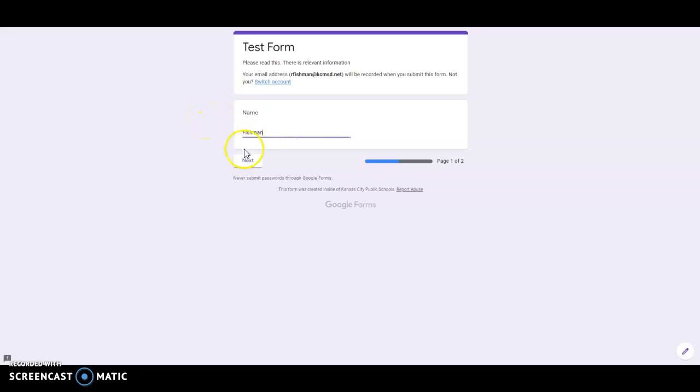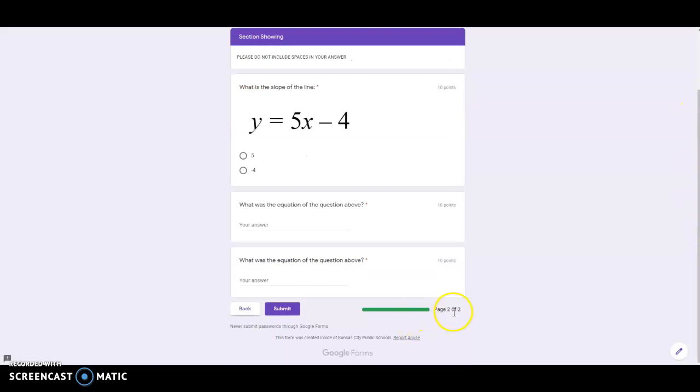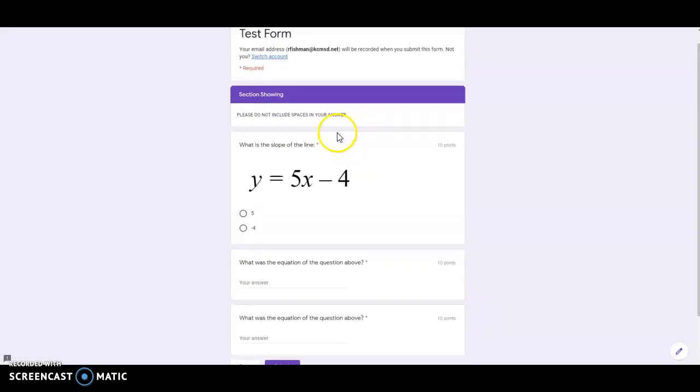We're going to start always entering your name first, then click next. This little progress bar tells you how many pages there are total. There's only 2 pages, so that's all you need to be aware of for us.